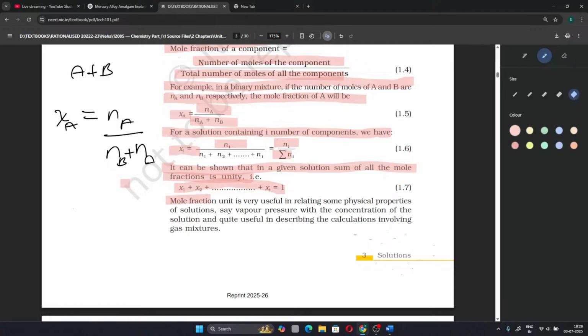Mole fraction is very useful in relating some physical properties of solutions, say vapor pressure, with the concentration of the solution, and is quite useful in describing calculations involving gas mixtures. We can describe many physical properties using mole fraction. The pressure due to the vapor is what we call vapor pressure.